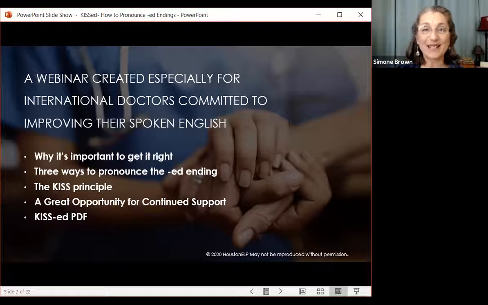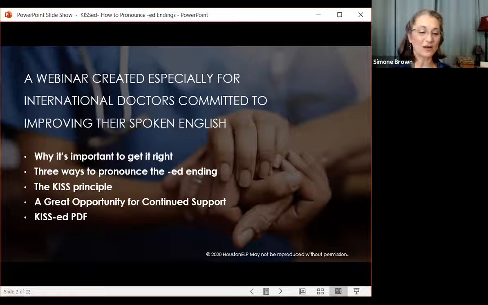Why it's important to get this right. It seems like kind of a small issue, but I'm going to tell you how important it really is to get those ED endings correct. Then I'm going to tell you 3 ways to pronounce that ED ending. And then I'm going to give you the KISS principle: Keep it simple, sweetie. And then I'm going to give you a great opportunity for continued support from me. And also you'll be able to get your PDF at the end.